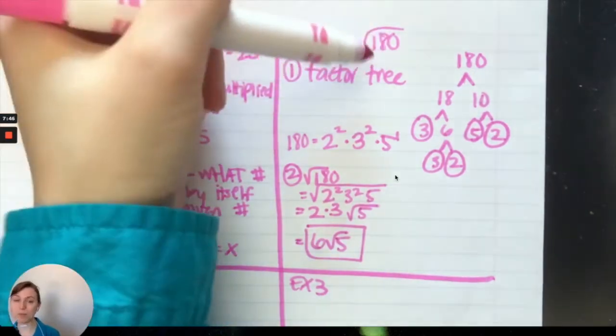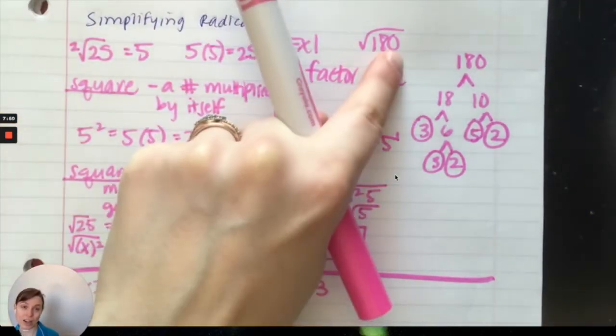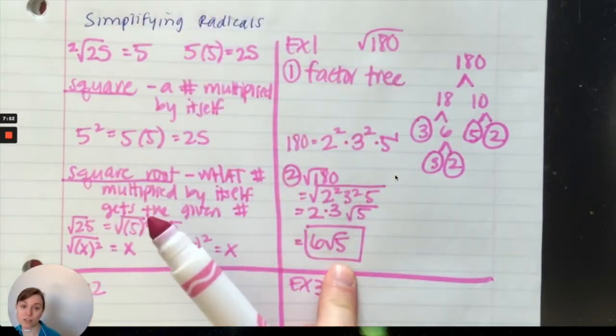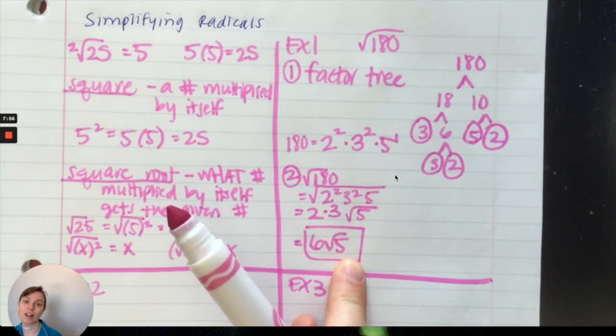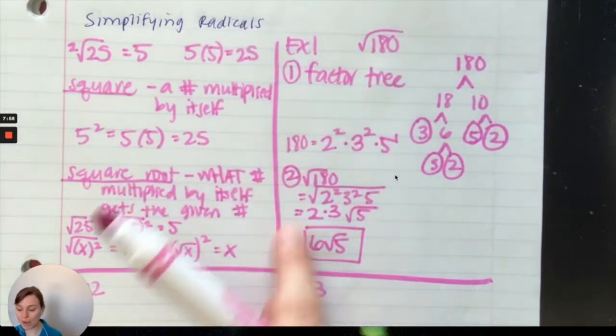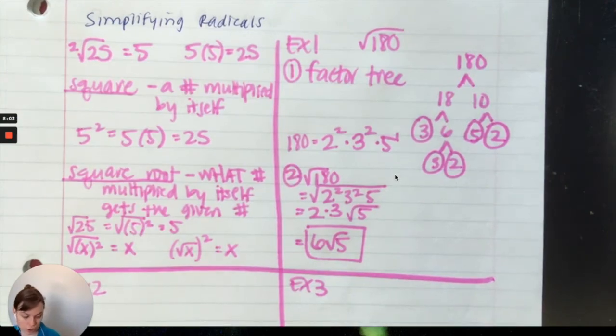So this is simplifying the square root of 180, because I went from 180 in my argument down to 5 in my radicand. So I have 6 square roots of 5, that's the same as the square root of 180, but now I can do more things with it because it is simplified and squished down. So let's try another one.